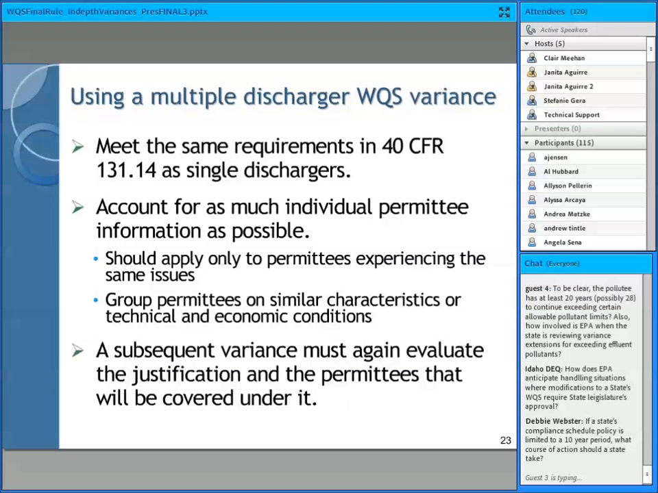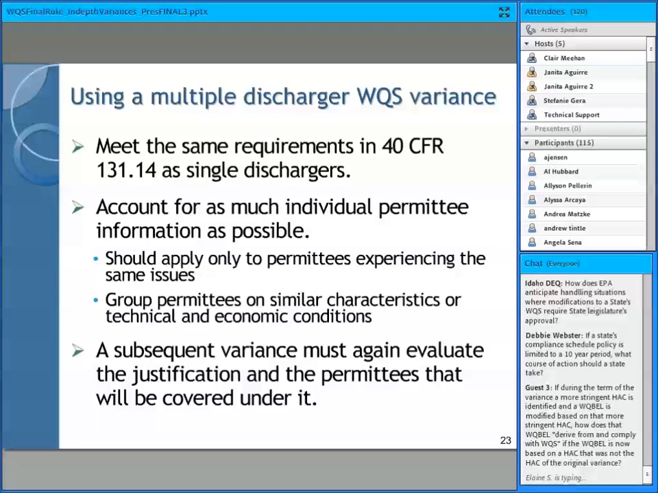EPA has a frequently asked questions document on its website addressing multiple discharger variances that was written before the regulation was revised. Although this document predated the final regulation, most of the general principles still apply and are summarized in this slide. As with any variance, a multiple discharger variance must meet all of the requirements of 131.14. That means that a demonstration of unattainability and justification of the variance term must be based on all the dischargers to be covered under the variance.